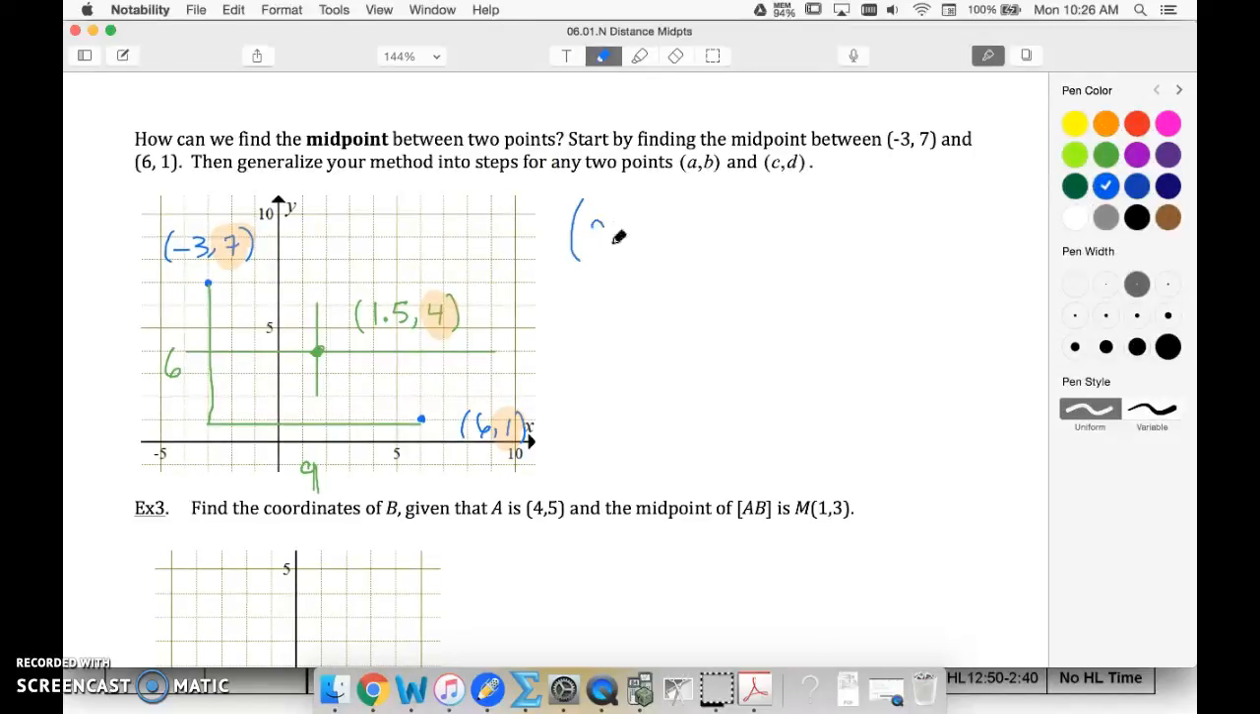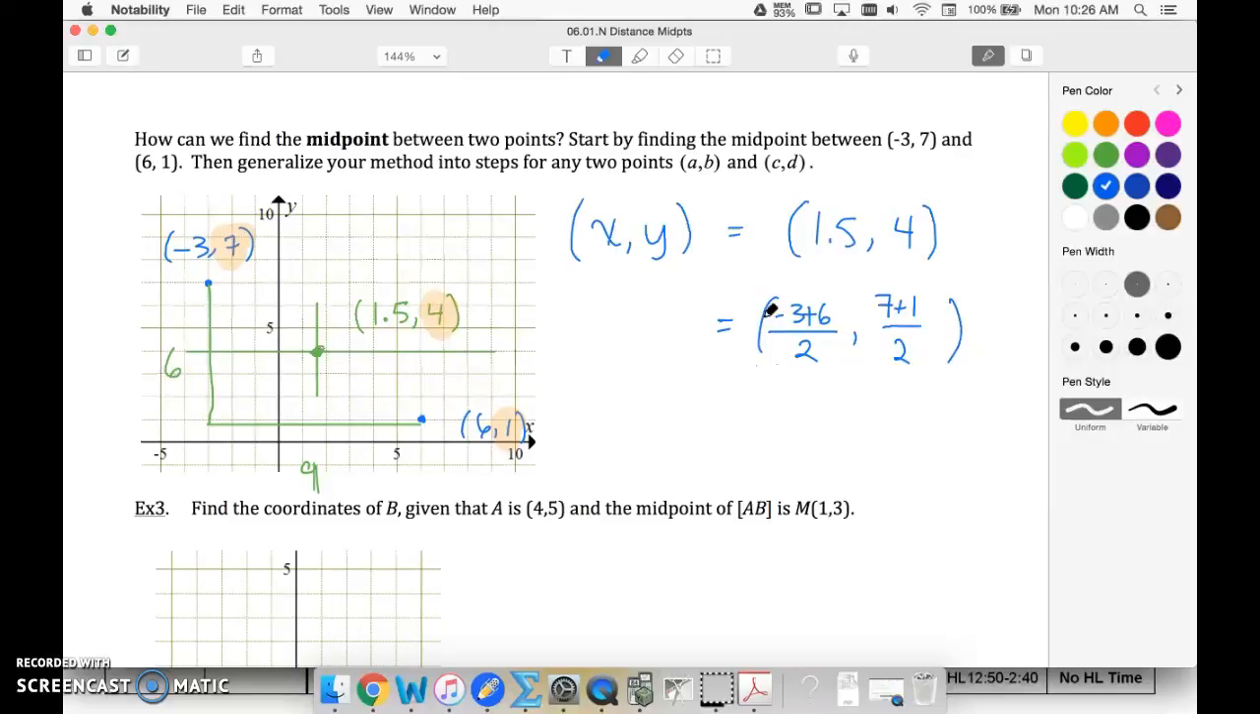So we had our midpoint has x and y coordinates of 1.5 and 4. We noticed that this 4 was the same as 7 plus 1 divided by 2. Let's check if the same is true if I do that with my x coordinates. Negative 3 plus 6, well, that's the same as 6 minus 3, which is 3, divide by 2 is 1.5. Huh.